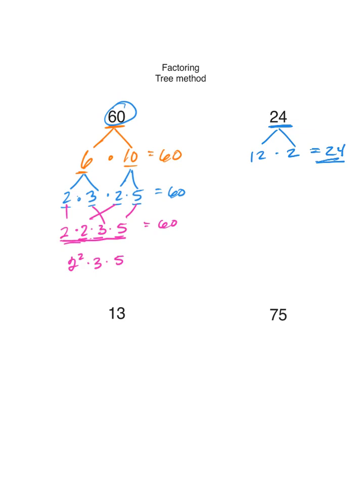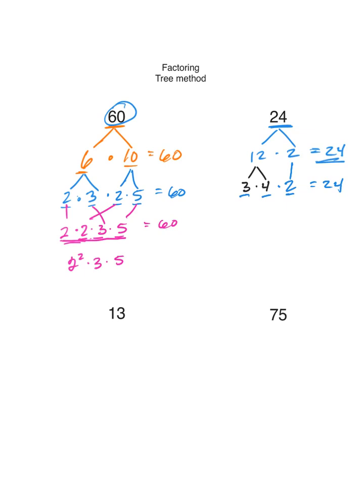I know a lot of you leave little dangling limbs off. I want you to break it down, and I want it always to come out equal to the number that we have. When I look at 12, 12 is not prime. So 12 could break down to 3 times 4. The 2 is prime, so I'm just going to bring it down. And when I check, 3 times 4 is 12, times 2 is 24.